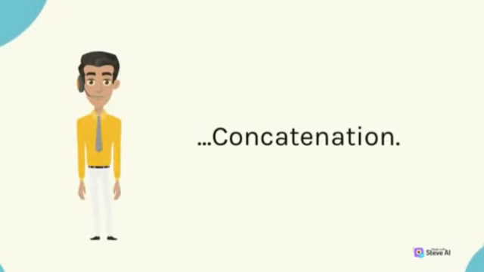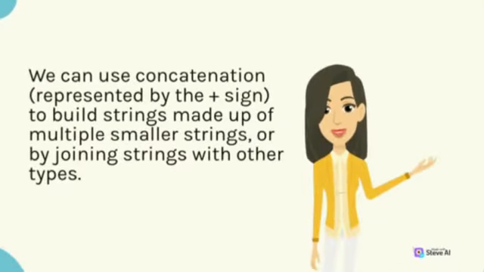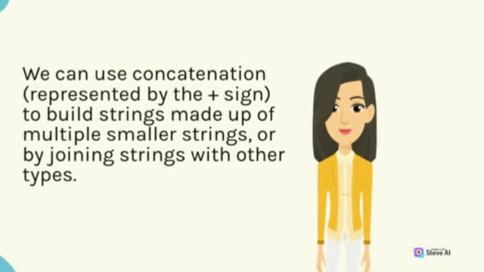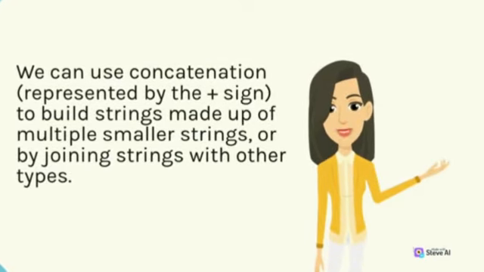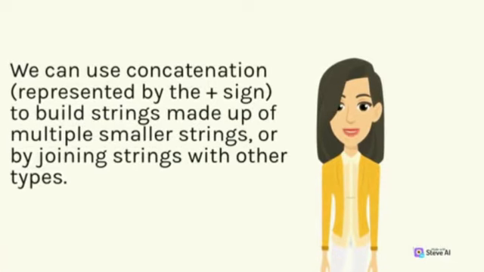Concatenation. We can use concatenation, represented by the plus sign, to build strings made up of multiple smaller strings, or by joining strings with other types.